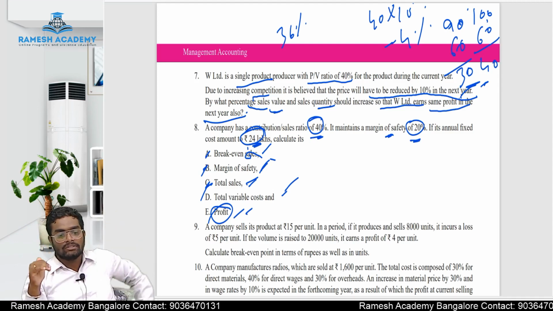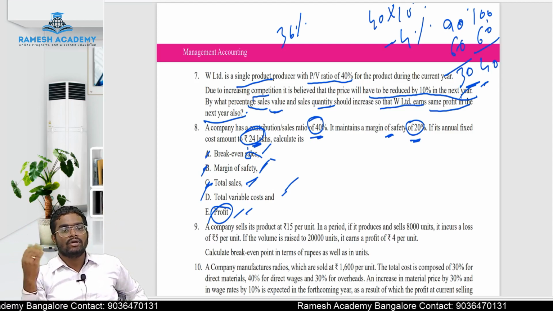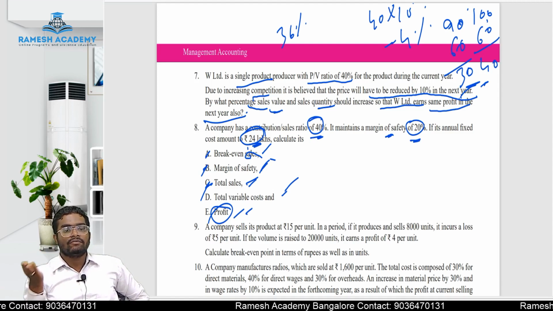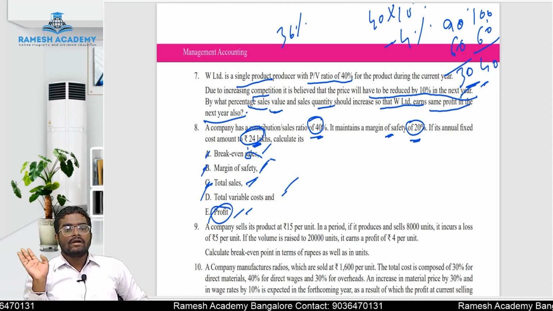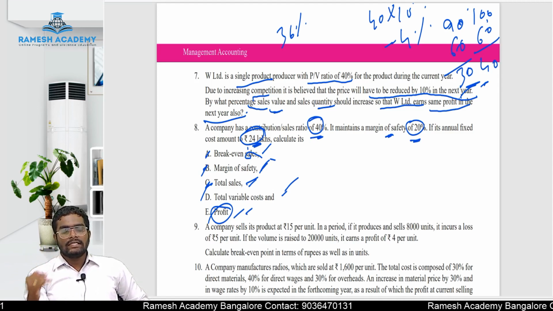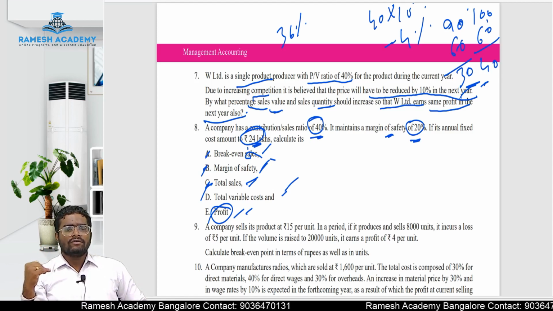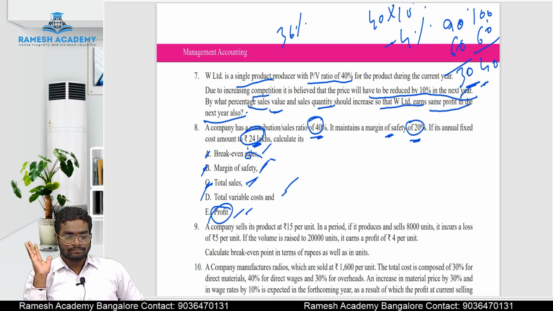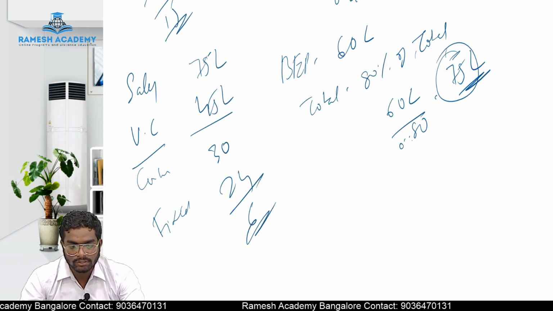Next, variable cost. Variable cost is the difference between the total sales and the contribution. I know the contribution ratio, which is 40%. I multiplied 75 into 40%, which is 30 lakh. So 45 lakh is the variable cost. Next, 30 lakh is the contribution. I subtracted the fixed cost of 24 lakh, which means 6 lakh is my profit. Understood? Simple. Just copy this.